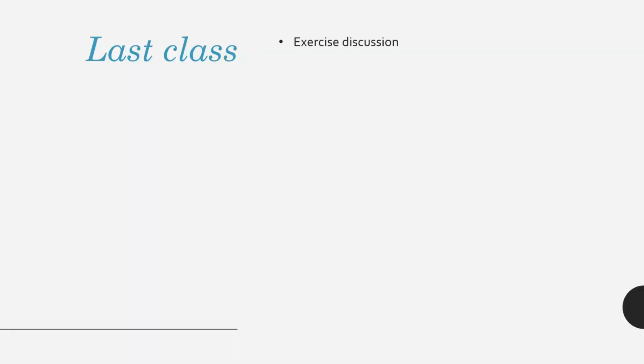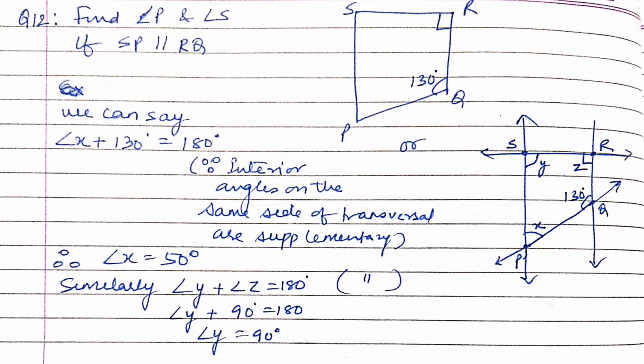Class, we discussed some questions from question number 12. I am discussing it over here. Find angle P and S if SP is parallel to RQ. So in this figure, this is a quadrilateral in which this side SP is parallel to RQ. Okay, we have to find this angle P and this angle S.